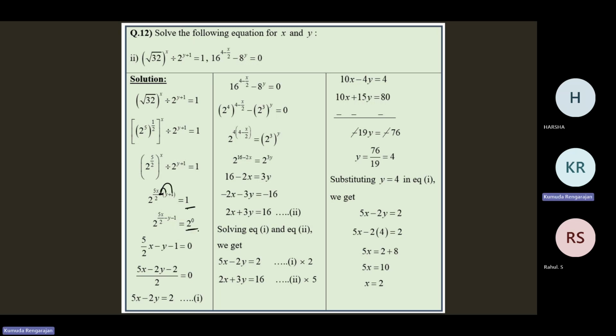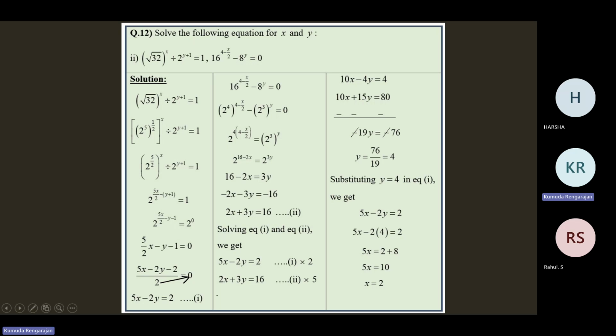And 1 is 2 to the power 0. So bases are same on both the sides. Equating the powers, 5x by 2 minus y minus 1 is equal to 0. Take the common denominator and cross multiply. After taking the LCM and cross multiplying, 0 into 2, oh sorry, yes, 0 into 2 is 0. Then this minus 2 comes to the other side as plus 2. So we have 5x minus 2y is equal to 2.